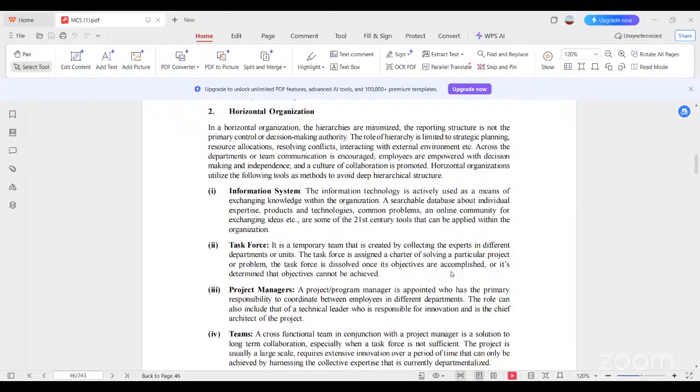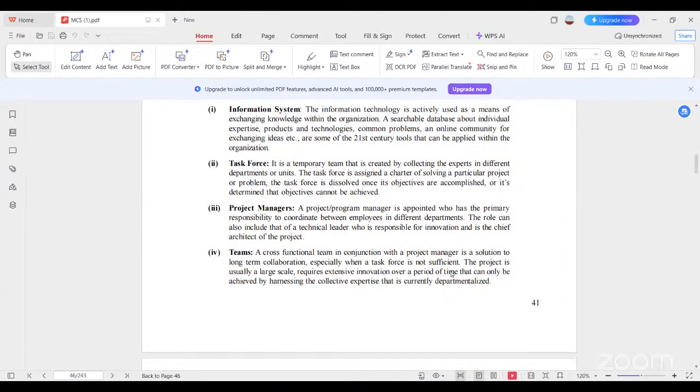Like in your IT firm, you have a project manager. What will a project manager try to do? They will try to coordinate developers, testers, and designers, and the team members still belong to their departments, but they work together on a particular project to accomplish it. So the project manager tries to influence through their expertise and leadership, but not through position.